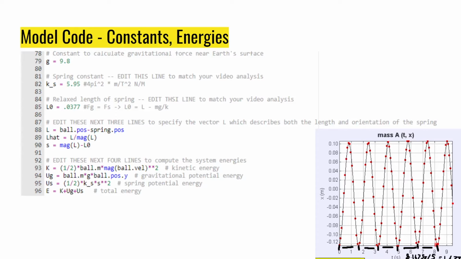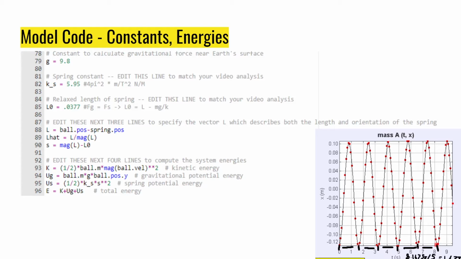We found that because L was given as 0.7 meters, and L minus mg over k gives the relaxed length of the spring. Next, we had to specify the vector L. L is equal to the position of the ball minus the position of the spring. The direction L hat is equal to the vector L divided by the magnitude of L. And s is equal to the magnitude of L minus L0.